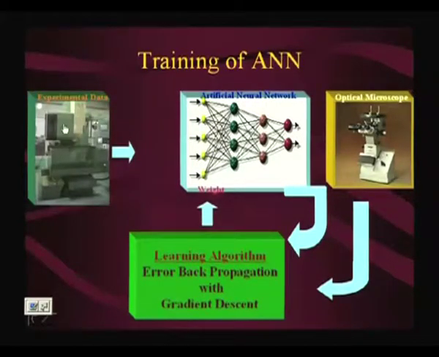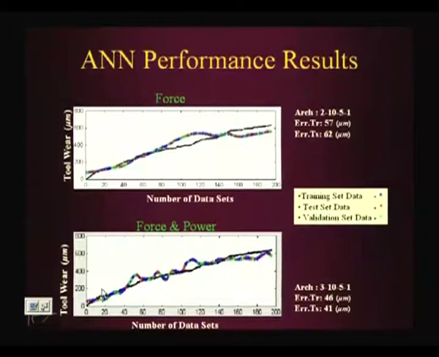You create a good number of experimental data, you measure the wear using a microscope, and then you try to train or optimize your model weights such that the model is able to give you a wear value which is the true value established using an optical microscope. Typically we use a perceptron, and we use an error back propagation approach for training the perceptron, and we got some fairly good results.